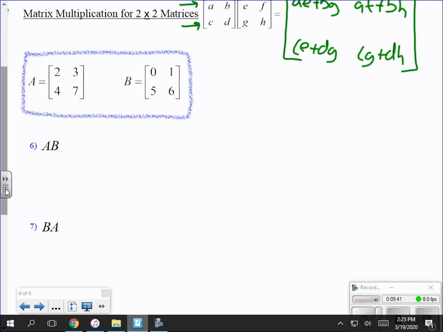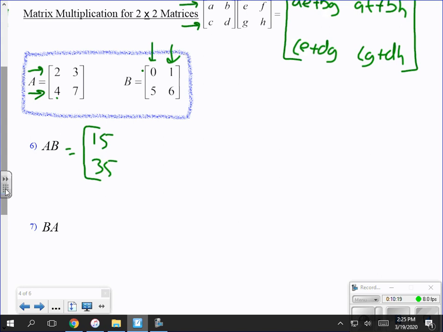So in order to get AB, I need to take these rows times these columns. So 2 times 0 plus 3 times 5 gives me 15. And then for this next one down here, 4 times 0 plus 7 times 5. 4 times 0 is 0, 7 times 5 is 35.